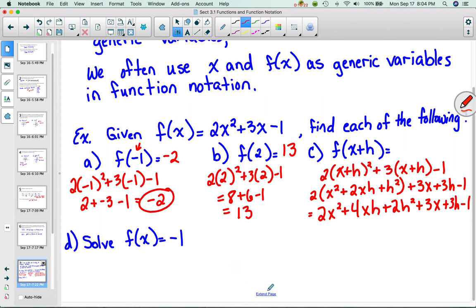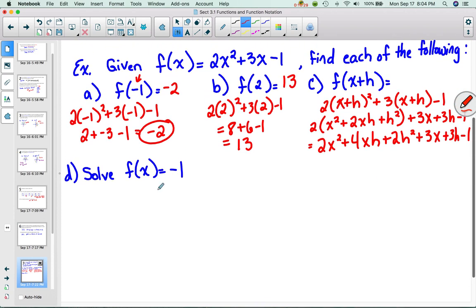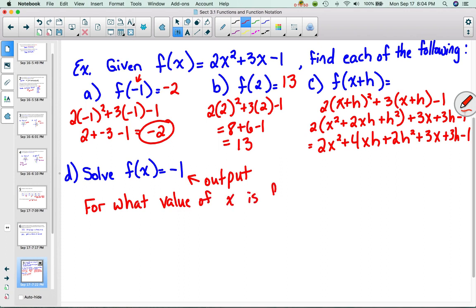Part D is a little different. If you take a look at what it's saying here, it's actually asking you to solve f of x equals -1. Now remember, x is my input, f of x is my output. So this is saying for what value of x is f of x equal to -1. So that's a little different.